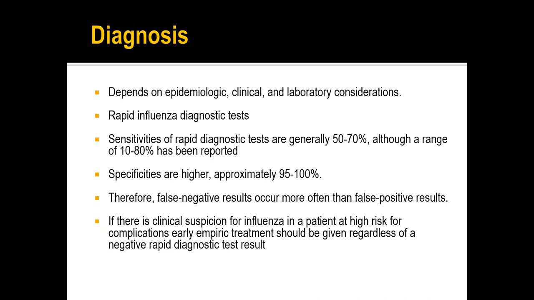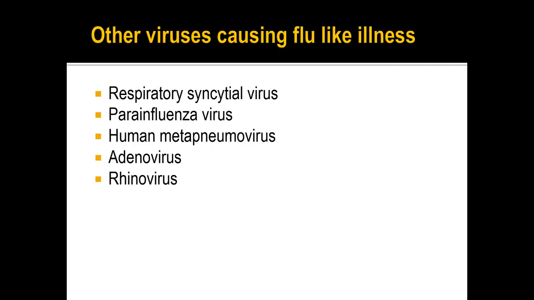The diagnosis is based on epidemiological, clinical, and laboratory considerations. Rapid influenza diagnostic tests are available. The sensitivity of the test is generally between 50 and 70%, although the range is 10 to 80%, while the specificity is high, 95 to 100%. Therefore, false negative results may occur more commonly than false positive results. Hence, when there is clinical suspicion of influenza, treatment should be started empirically regardless of the diagnostic test result. Other viruses which can cause a similar flu-like illness include respiratory syncytial virus, parainfluenza virus, human metapneumovirus, adenovirus, and rhinovirus.